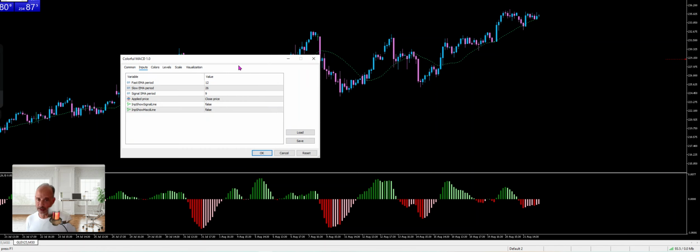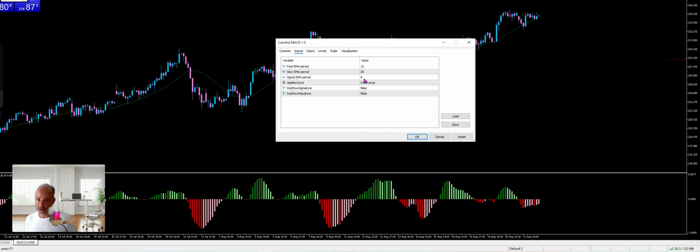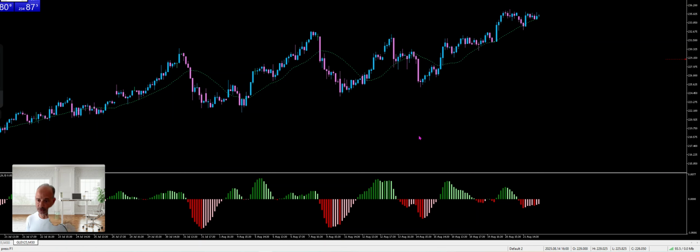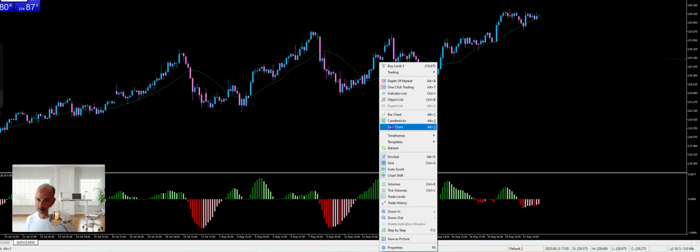So let me just bring it up. These are the standard settings for any MACD, 12, 26, 9. I have not touched those. Applied to the close. So I left everything default. The signal line and the MACD line are the other two lines you can have. So if I turn these both to true, I don't know why they're not showing.